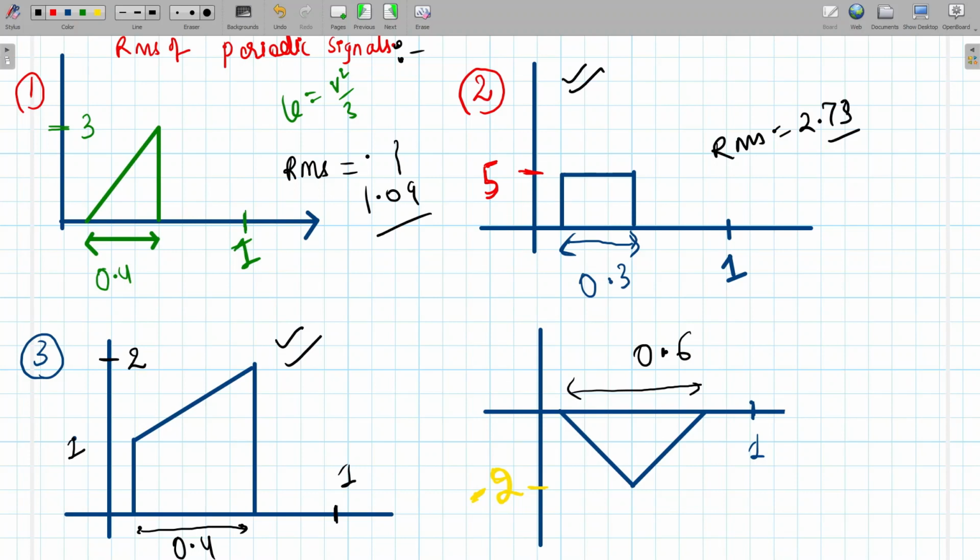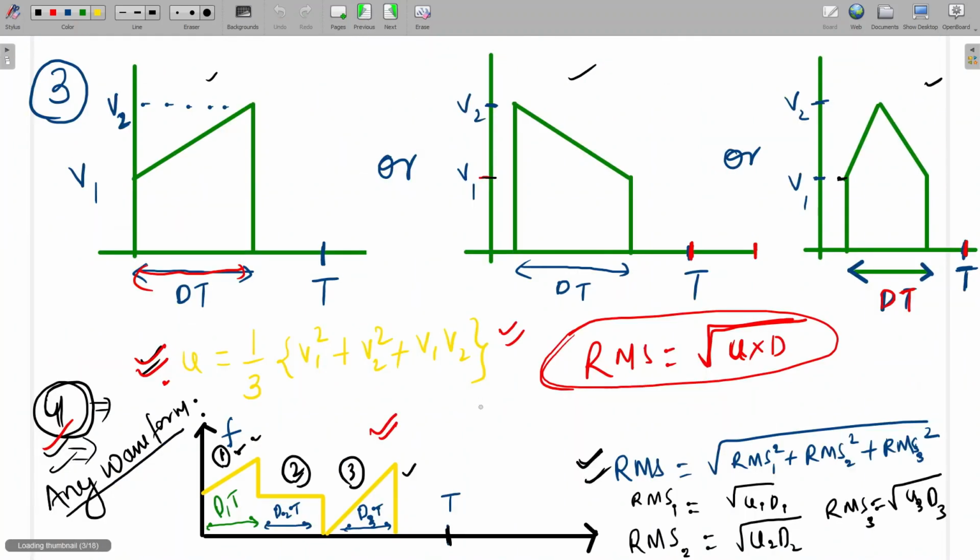What is the formula? U squared is equal to 1 by 3 times V1 squared plus V1 V2 plus V2 squared. Here 2 V1 V2 is not there. You have to memorize this one thing. Sorry, it is not 2 V1 V2. Okay, sir, got it.